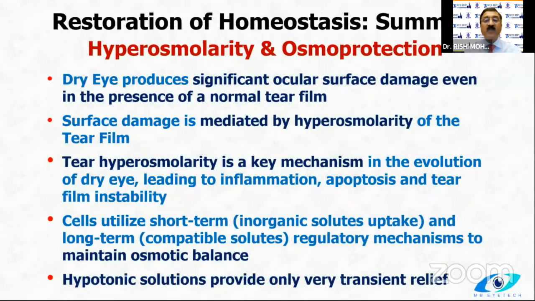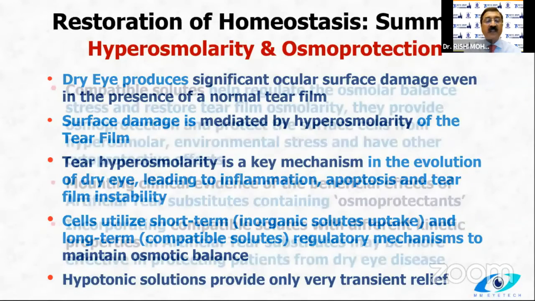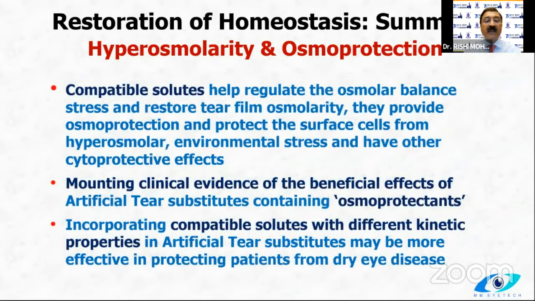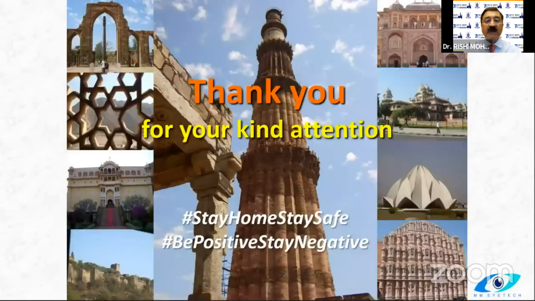So in summary, dry eye produces significant ocular surface damage mediated by hyperosmolarity, which is a key mechanism in the evolution of dry eye, and cells utilize short and long-term regulatory mechanisms to maintain the osmotic balance. Hypotonic solutions provide only very transient relief. So compatible solutes, if they are provided in these tier formulations that we have, help regulate the osmolar balance and reduce the stress and restore the homeostasis and the tear film osmolarity. So incorporating compatible solutes with different kinetic properties in artificial tear substitutes may be more effective in protecting our patients.